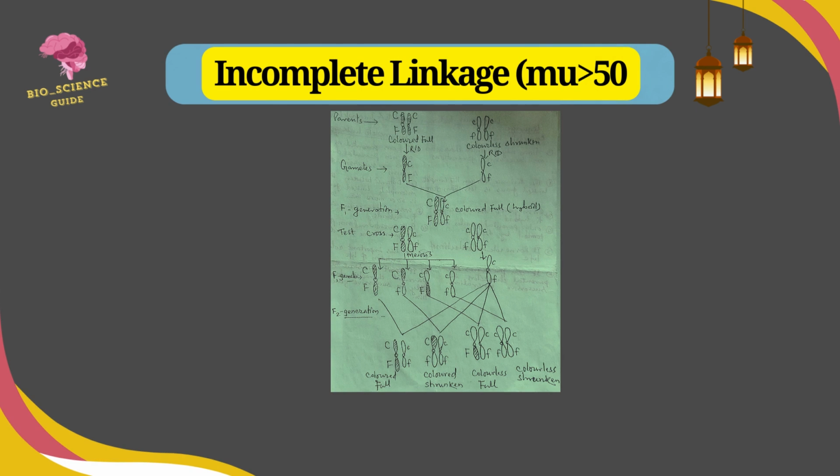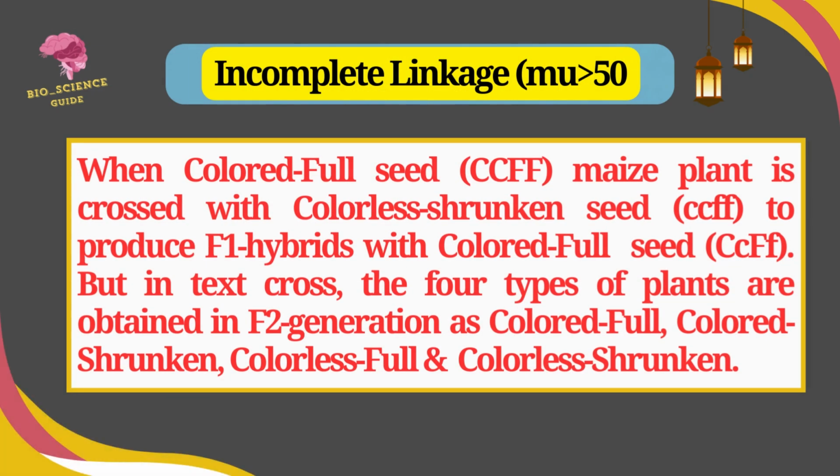In maize, when the colored whole seed maize plant is crossed with colorless shrunken seed, they produce F1 hybrid with colored seed. But in the test cross, four types of plants are obtained in F2 generation, such as colored whole, colored shrunken, colorless whole, and colorless shrunken.